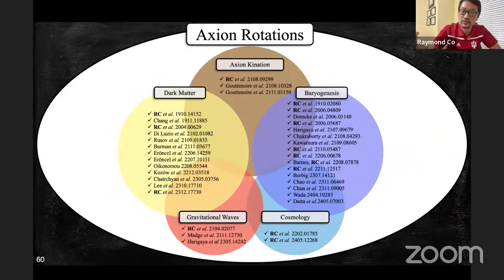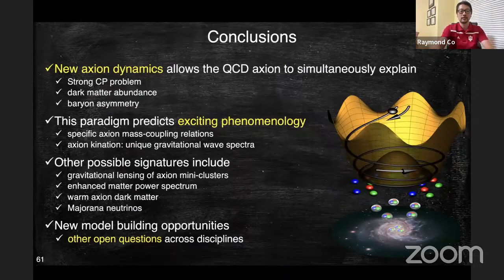And I would like to emphasize that today I only talked about the implications of axion rotation for dark matter and baryogenesis. But there are a lot of other exciting avenues that we have been pursuing, and that people have been proposing so far. So this new research avenue is exciting, and I'll leave you with my conclusion slide. Thank you.